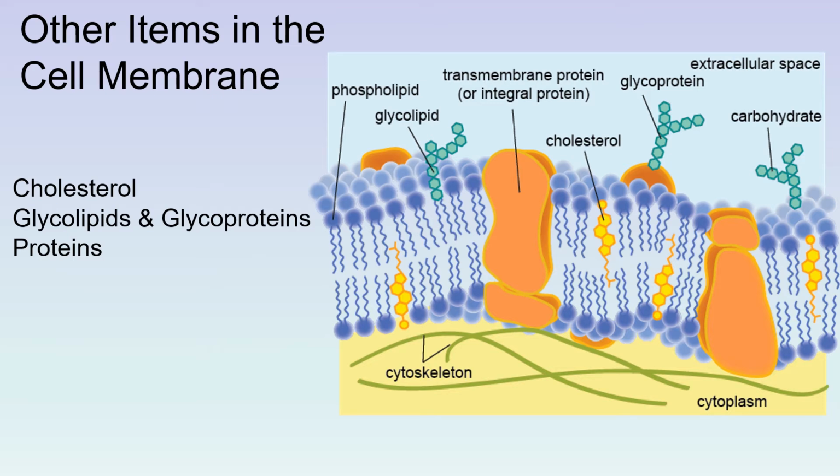The lipid bilayer is the primary component of a cell membrane, but there are other items that are inserted into or attached to the lipid bilayer. Cholesterol is added to the lipid bilayer to give it some rigidity. The cell membrane has a sugary coating on the outside of it, made of glycolipids and glycoproteins exposed to what's called the extracellular fluid, the outside of the cell. And finally, there are various proteins that are embedded into the cell membrane or attached to it.